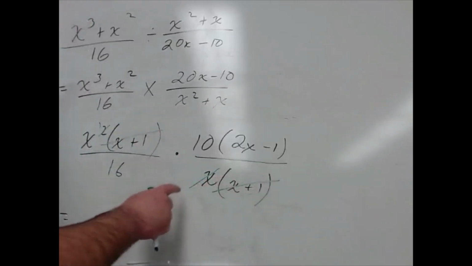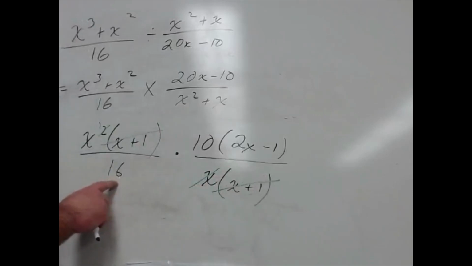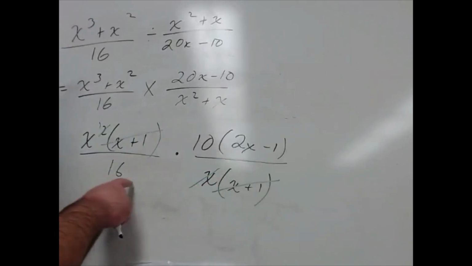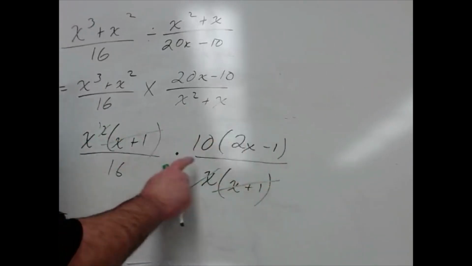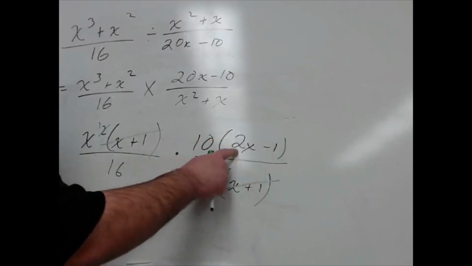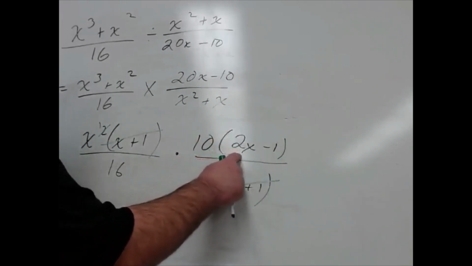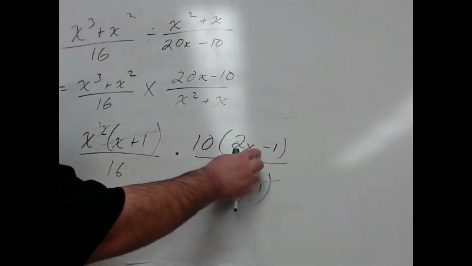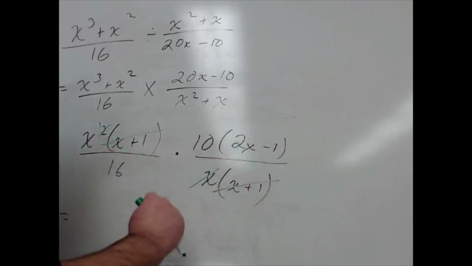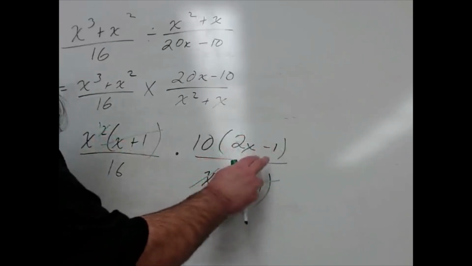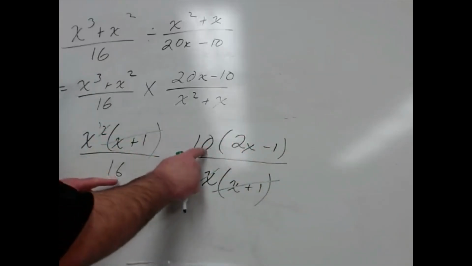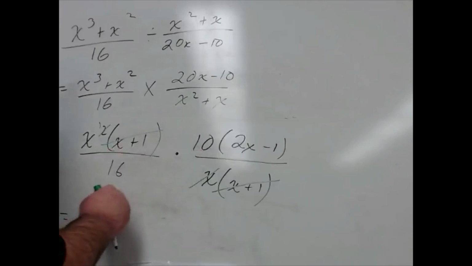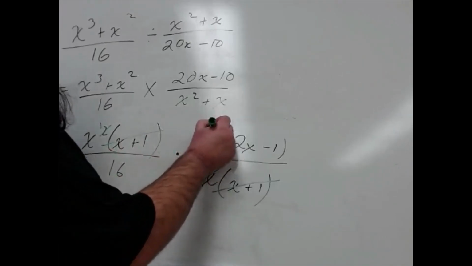I have a 16 right here, so I look for something to reduce it with in the numerators. 16 can reduce with 10. Remember, I can't reduce it with this 2 because this 2x has this minus 1 stuck onto it. I can only do anything with this bracket if I have a 2x minus 1 down here, which I don't. So this 2x minus 1 is going to hang around. But the 10 and the 16 can reduce because they're both divisible by 2, giving me 5 and 8.